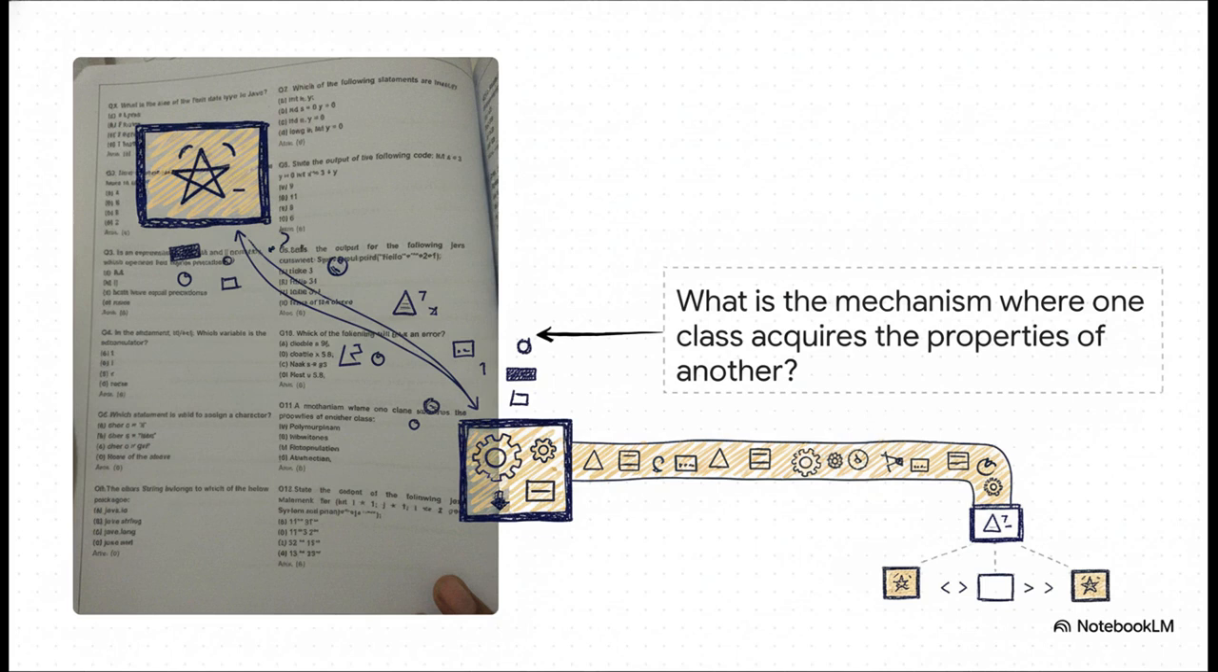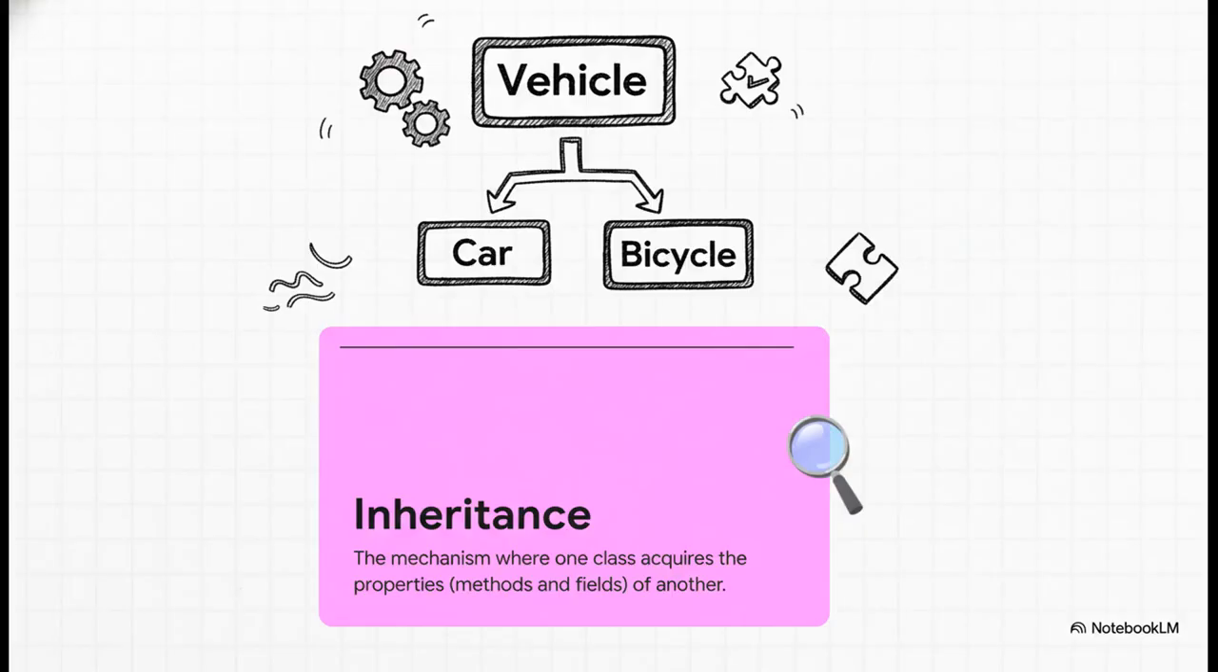Here's a question about a really core concept in object-oriented programming. What is the name of that mechanism that lets one class acquire all the properties and methods of another class? It's called inheritance, and this is an incredibly powerful feature that helps you reuse code. You can create a general vehicle class, and then make more specific car and bicycle classes that inherit from it. This saves you from writing the same code over and over again.